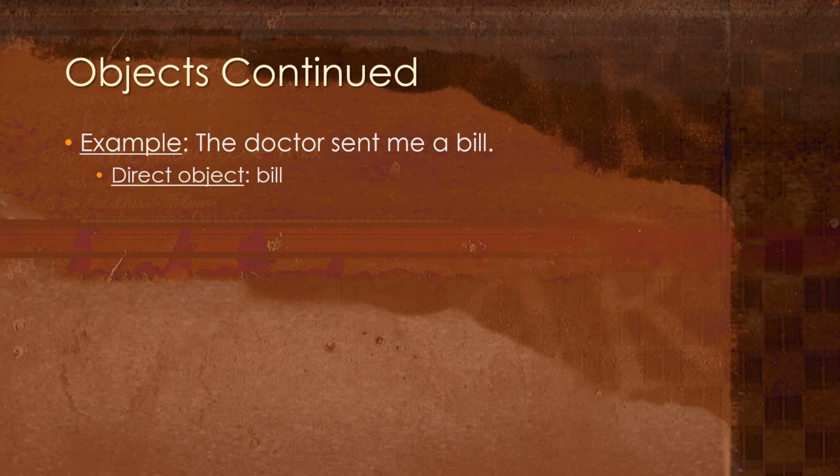So now we're still left with one more noun in the sentence. In this case, it's a pronoun. Who or what does the bill affect? Me. I'm the one paying it. So doctor and sent is your subject and predicate. The direct object is the bill. It's whatever the doctor is sending. And then the indirect object is me, because the bill affects me.